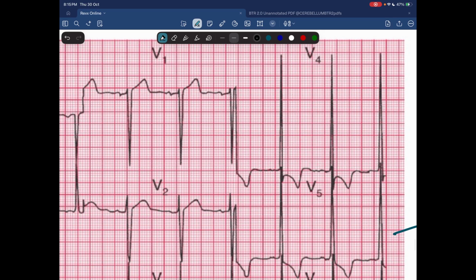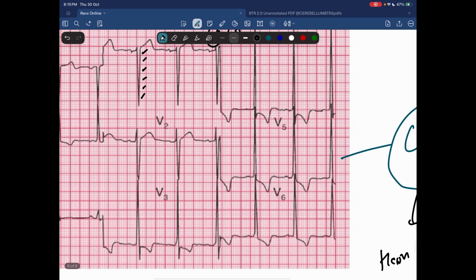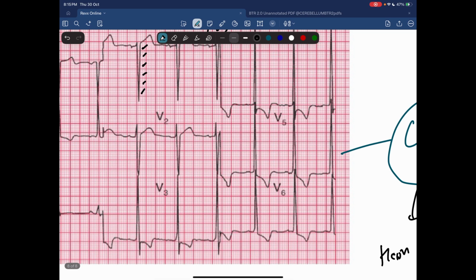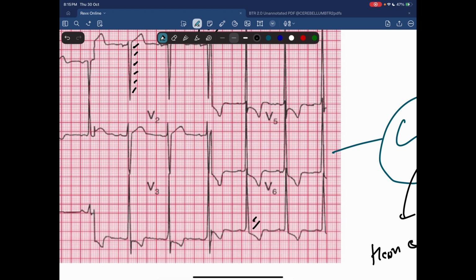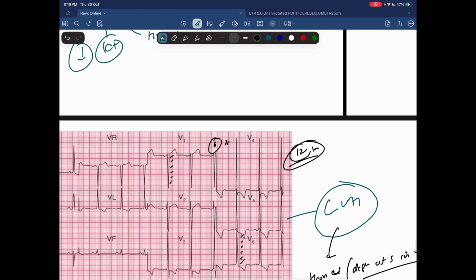So how do you say left ventricular hypertrophy? I'll take V1 because V1 is longer. So 1 2 3 4 5 6, it's already 6, so I just need one more box. Obviously, say V6, here is V6, 1 2 3 4 5 6. So it is again 12 large boxes. So this is proper left ventricular hypertrophy. That's all you have to count.